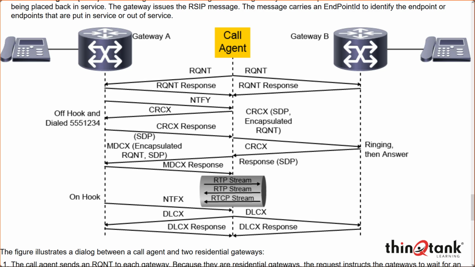All right. Why is it important for that SDP information to be passed by both gateways to the call agent? What kind of things are included in the SDP that are important? You guys remember?